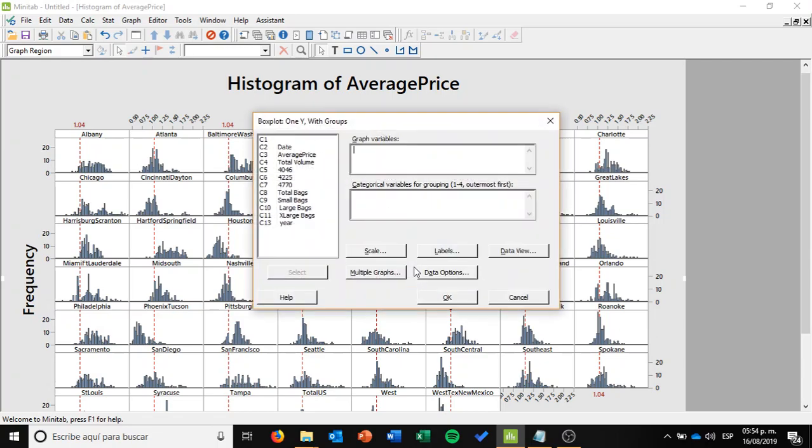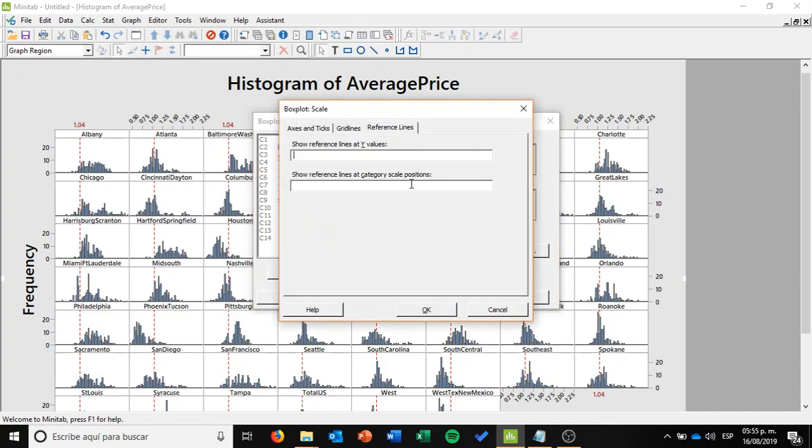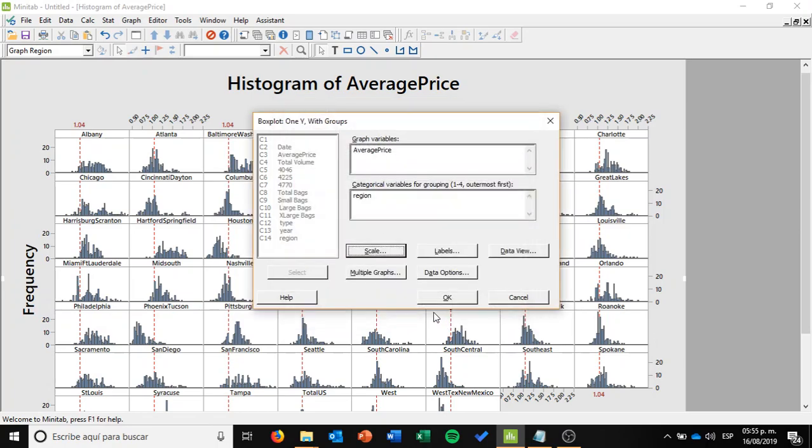When I press OK, it is asking me for two things: the graph variable, and then the categorical variable for grouping. The graph variable is going to be again the average price. I just double click, and I want to select this by region. Moreover, at Scale, I want to include again the reference line. Remember that now it's going to be at the Y value. Remember that the median in the United States was $1.04 per avocado. So I include this reference line at Y, I press OK. Average price to graph, according to the region, I press OK, and I'm going to have a quite different graph.